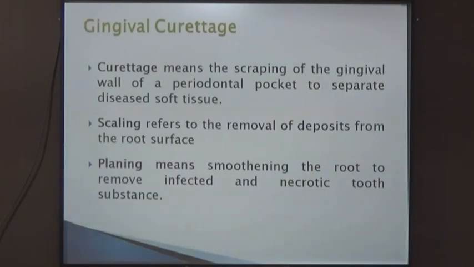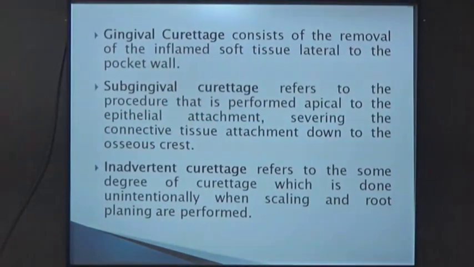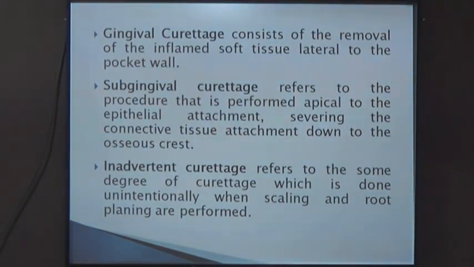Surgical techniques. Curettage. Nowadays we are not using the word curettage, we are using the words scaling and root planing. Curettage means scraping of the gingival wall of the periodontal pocket to separate dead diseased soft tissue. Scaling refers to the removal of deposits from the root surface. Planing means smoothing the root to remove the infected and necrotic tooth substance. There are types: subgingival curettage and inadvertent curettage. Subgingival curettage refers to the procedure performed apical to the epithelial attachment, whereas inadvertent refers to some degree of curettage which is done unintentionally, not intentionally.